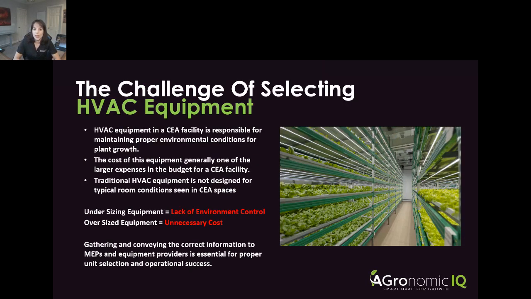The challenge we have in selecting HVAC equipment is that HVAC equipment is responsible for the humidity mitigation and the temperature management in these facilities. Now, anybody that's been in the CEA space knows that the HVAC equipment is kind of that silent killer when it comes to budgeting for these facilities. It is usually one of the much larger expenses. And it usually also requires things like power upgrades in conjunction with lights and stuff like that. So it's a big capital expense.